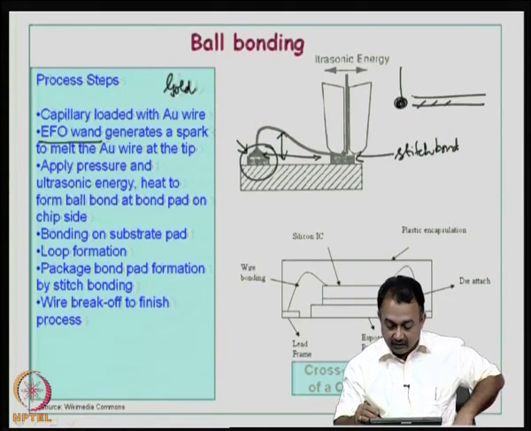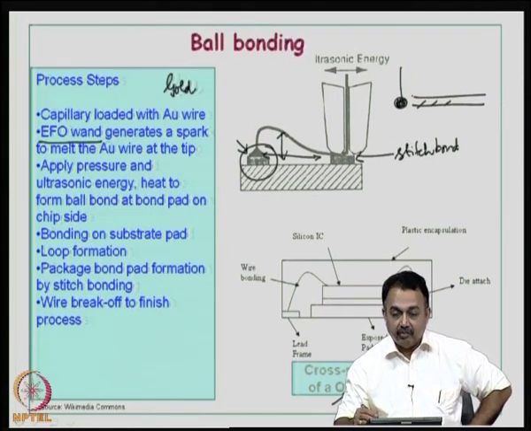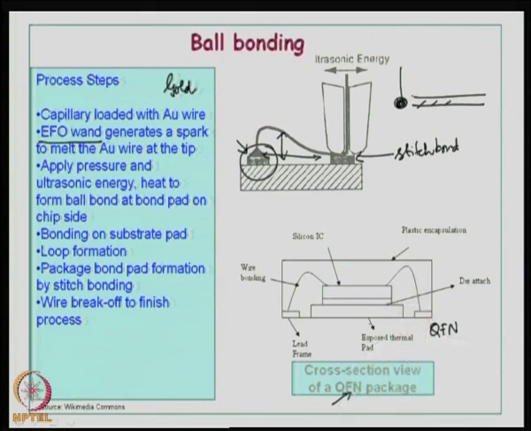So, this is the cross section of a single chip package. This is a QFN package, quad flat no lead package, QFN. As you can see here, it is a cross section. You can see the lead frame at this point.